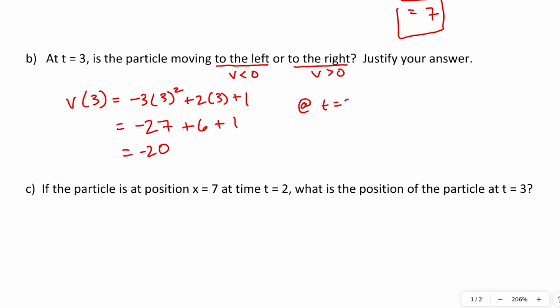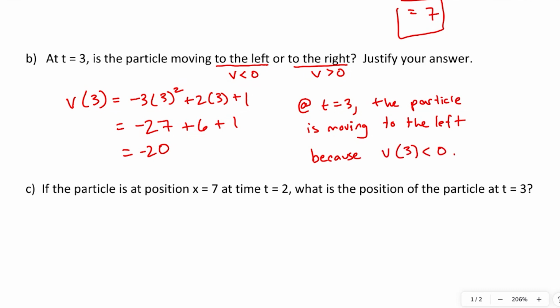Okay, so our answer, we want to say it something like this. So at time equals 3, the particle is moving to the left. Okay, that's our answer, to the left. Because, and this is the justification, the velocity at time 3 is less than 0, or is negative. So the justification is really this little statement right here. And just like last semester, not every time, but most of the time, your justification is just going to be whether or not something's positive, negative, or 0. Like at least half the time, that's what your justification should look like.